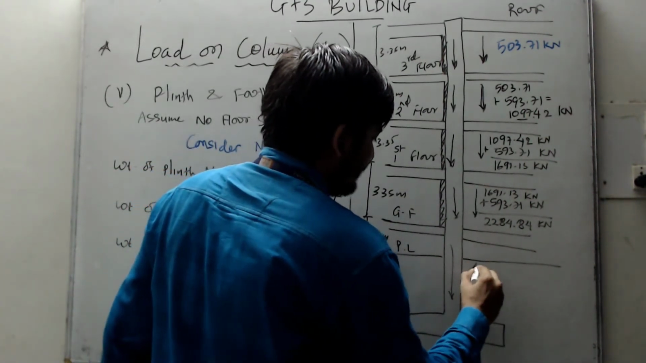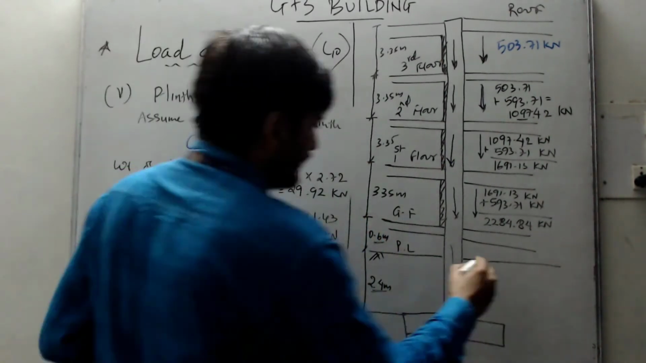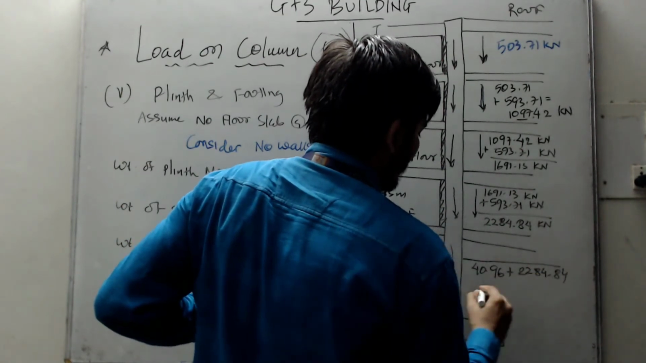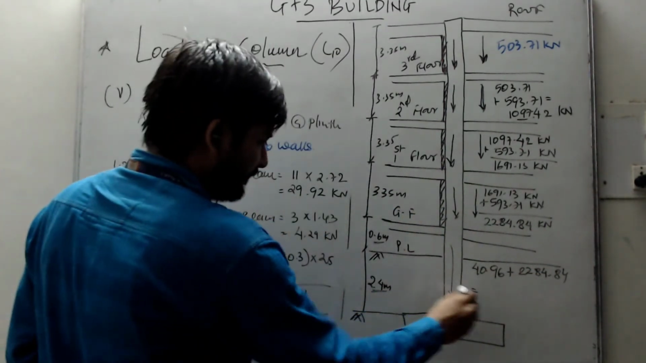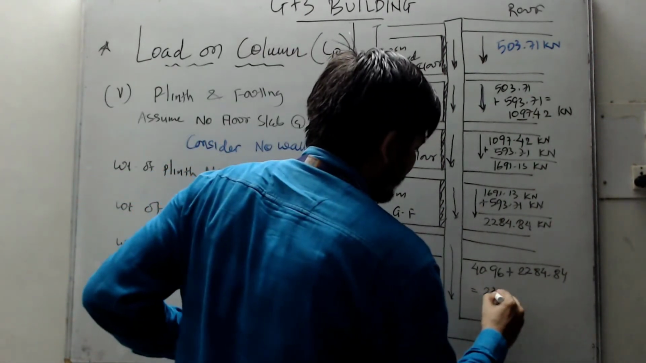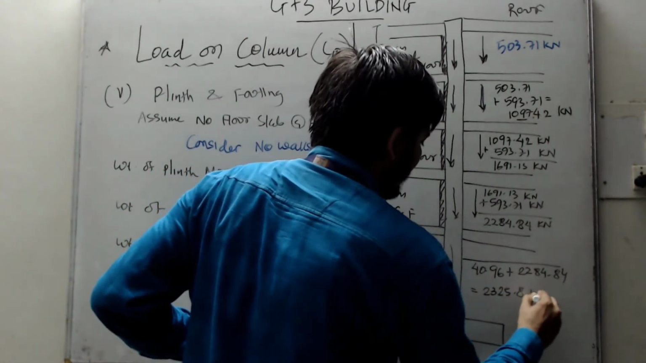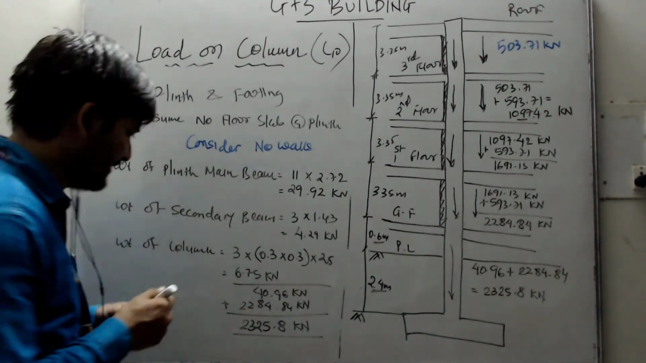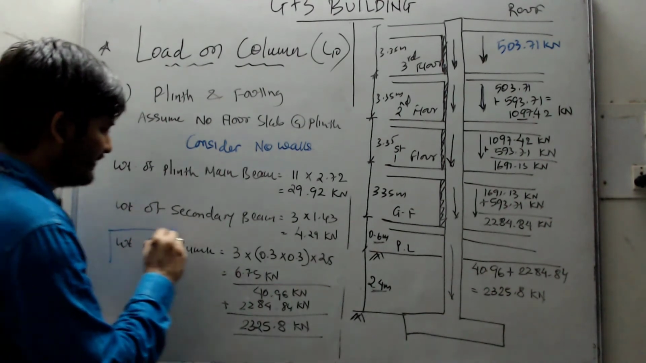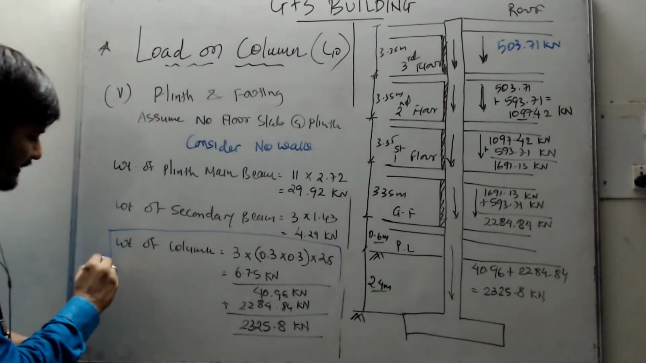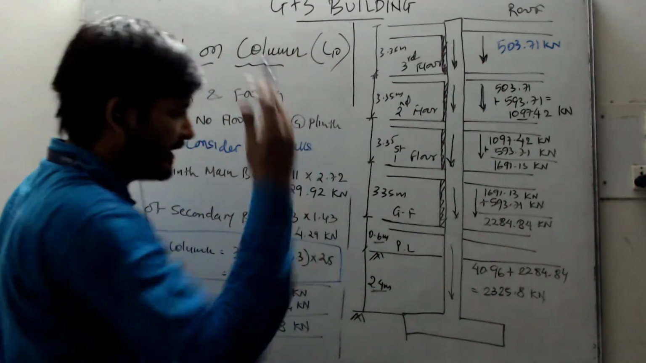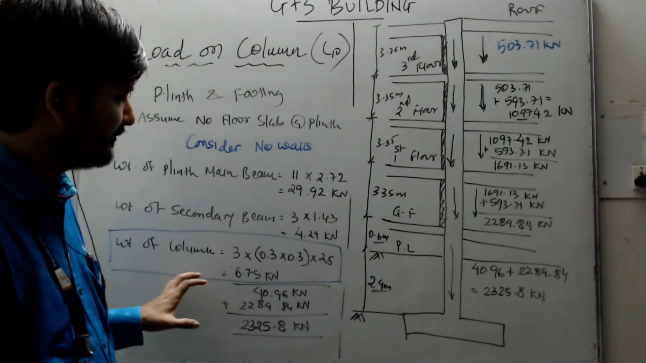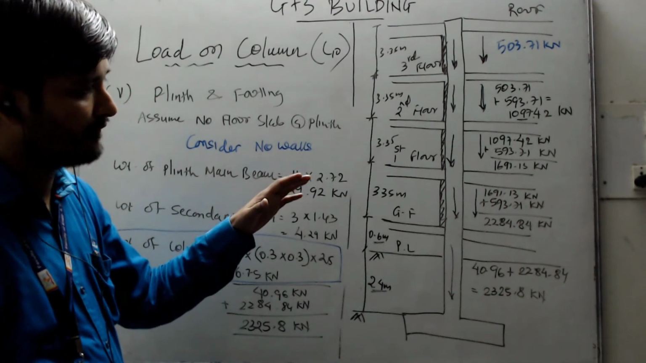So if I draw the loading here, I get 40.96 plus 2284.84. So I am getting my final load on the footing level as 2325.8 kilonewton. Now one more thing that is to be taken care over here. Many of you will ask me, sir, why we have calculated the self weight at this point only, why not all the other floors, right?